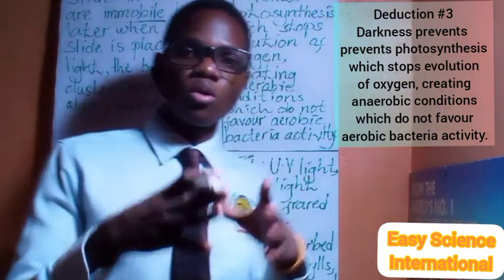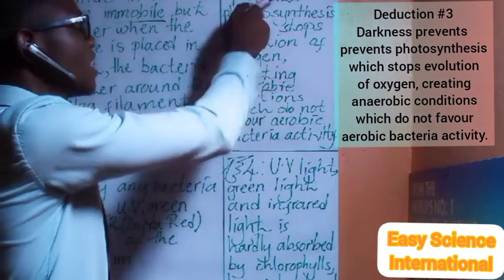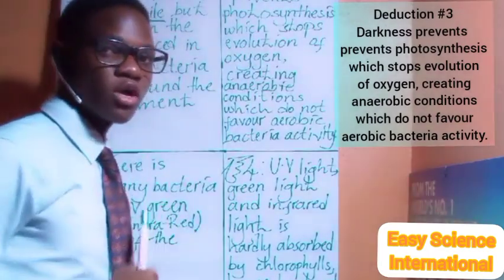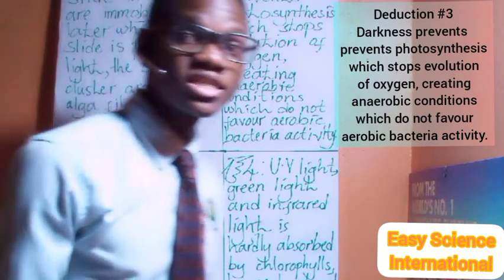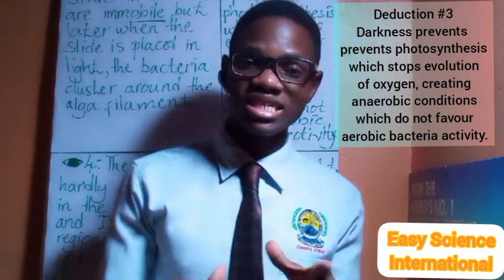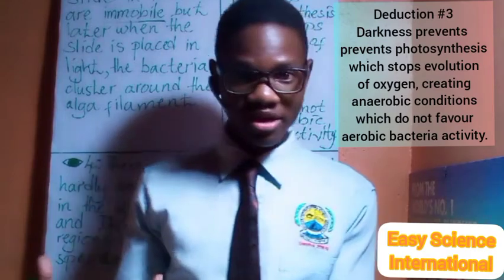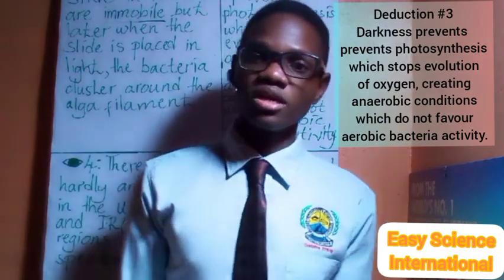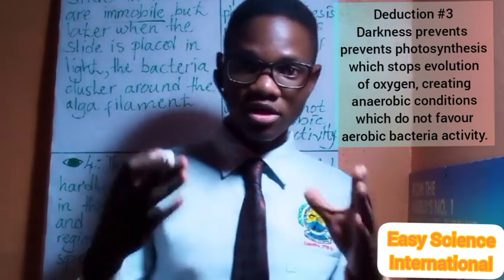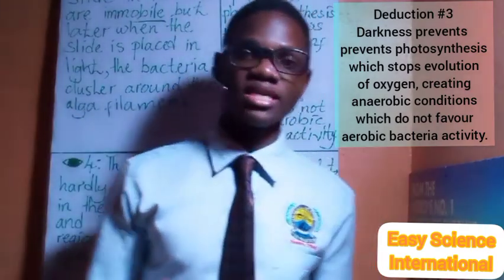So what really happens? Darkness prevents photosynthesis, which stops evolution of oxygen, creating anaerobic conditions which do not favor aerobic bacteria activity. Now, anaerobic conditions in the sense that there is no oxygen. Since our bacteria are not anaerobic in nature, being aerobic, they won't move. Their activity will be low because respiration is very limited. And hence they can't move up and down.